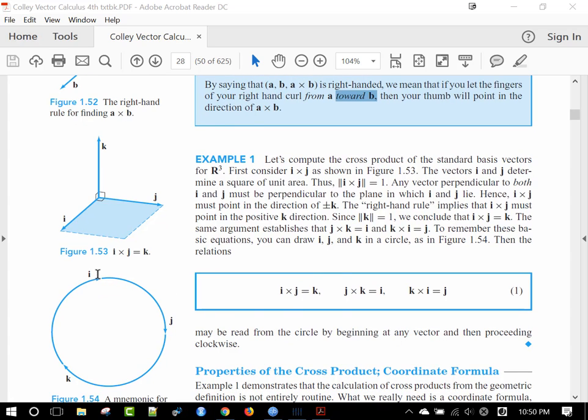And they say you can use the circle to remember. So if you do I, J, you get K. If you do J, K, you get I, and so on. And also, if you go the other way, you're going to get minus. So I cross J gives you K, but if you do I cross K, you'll get minus J.